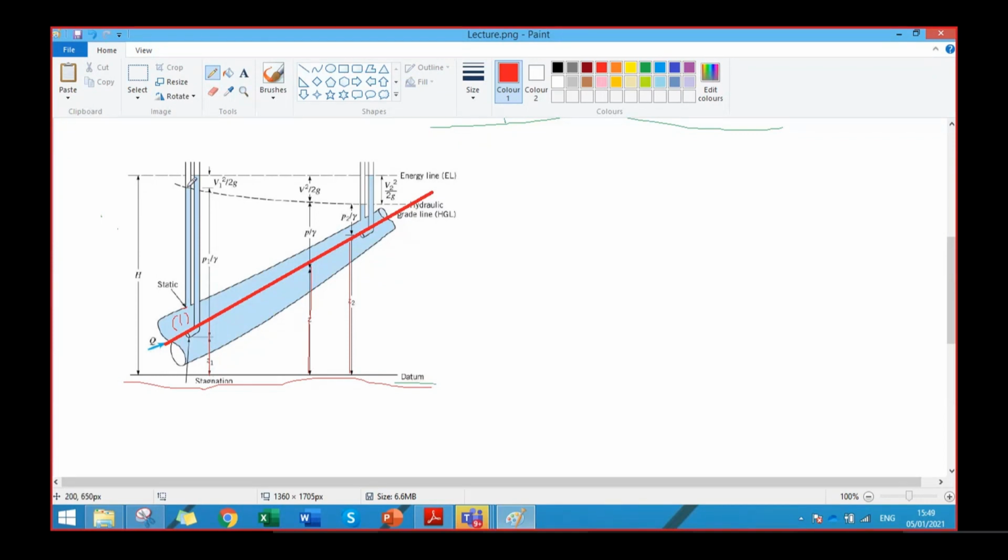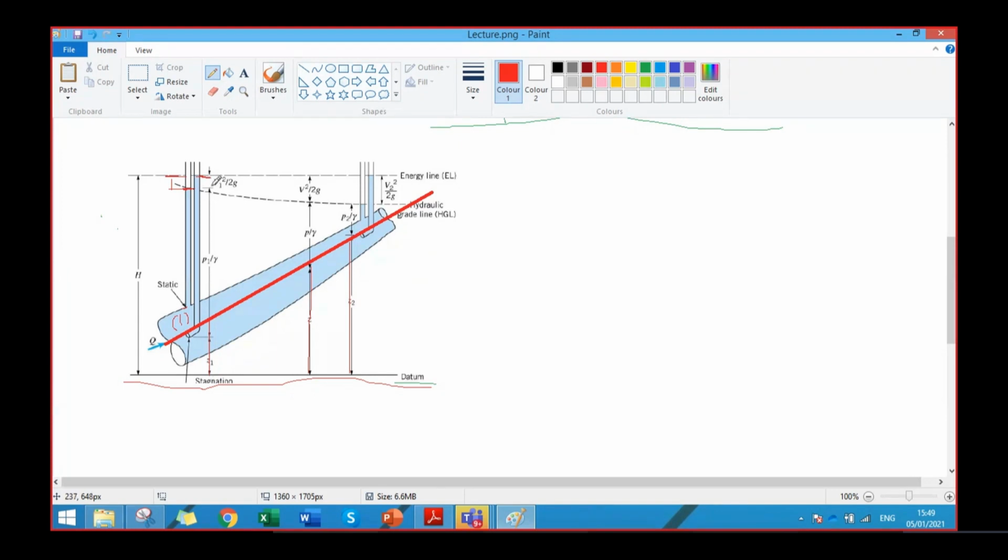If I install a pitot static tube at this point, what will it measure? Stagnation pressure, which is the sum of the dynamic pressure and the static pressure, not the hydrostatic pressure. The static head and the dynamic head. So the difference in the readings of the two will give us this height, which is the dynamic head, right? The difference in the reading between the static tube and the pitot tube will give us the dynamic head. So this is V1 squared by 2g.